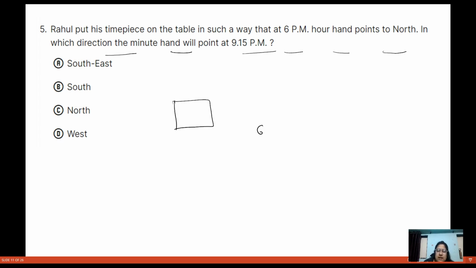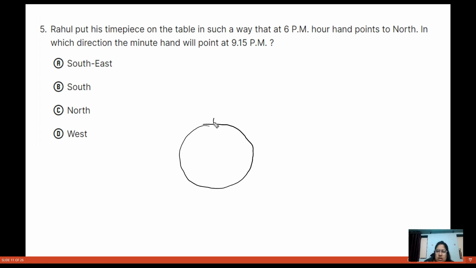If you see a normal clock, my drawing is very bad, no doubts about it. So if we see a normal clock, this is this way. Now if this is 12, this is 6. And in a normal clock at 6, the hour hand is towards what? If we take this as north, then our hand is towards south. But it is saying at 6 p.m. the hour hand is towards north. So basically what has happened here, this has become towards this.